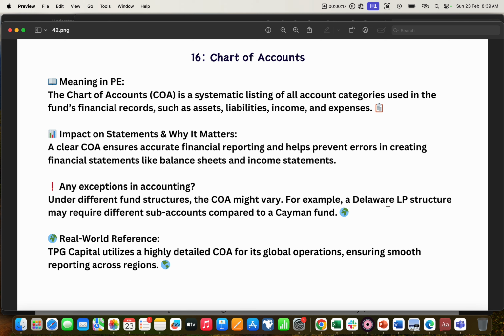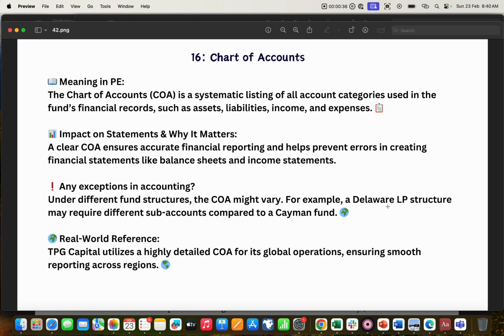If you are managing money, investing, or just love learning how the big funds stay organized, you need to understand the chart of account, and this term is very important in private equity. Let's break it down. What is chart of account?